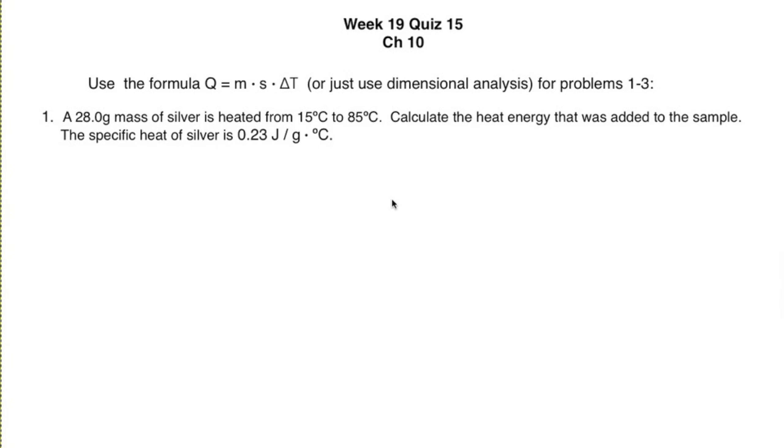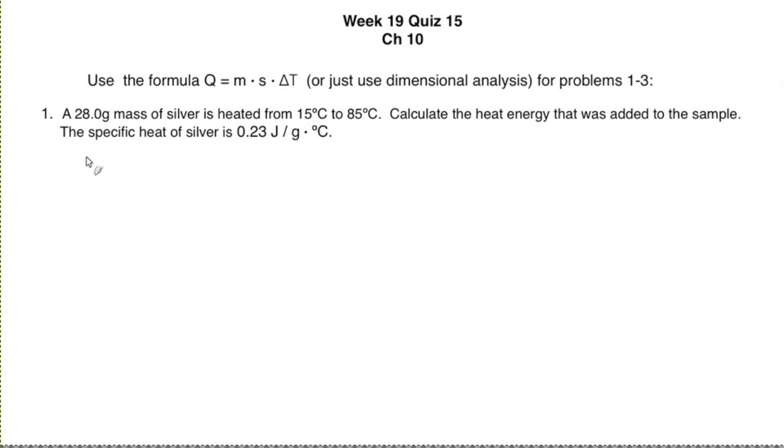So problem number 1 says a 28-gram mass of silver is heated from 15 degrees to 85 degrees C. Calculate the heat energy that was added to the sample. The specific heat of silver is 0.23 joules per gram per degree C. We've already been told that our formula is Q equals M times S times delta T. So let's just go through and assign values to some of those variables.